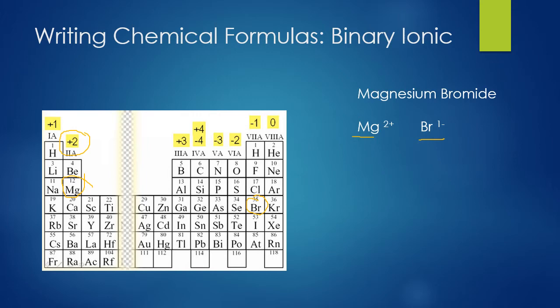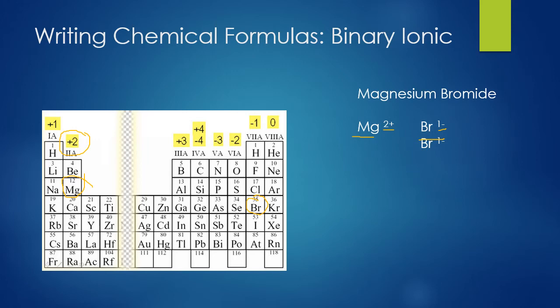Next, what I need to do is make the compound neutral. What does that mean? Well, magnesium bromide is an ionic compound, yes, but the compound itself overall is neutral. And if I had just one magnesium and one bromine, that would not make a neutral compound because I have a +2 charge and a -1 charge. If I add those together, it's not going to equal 0. So what do I need?